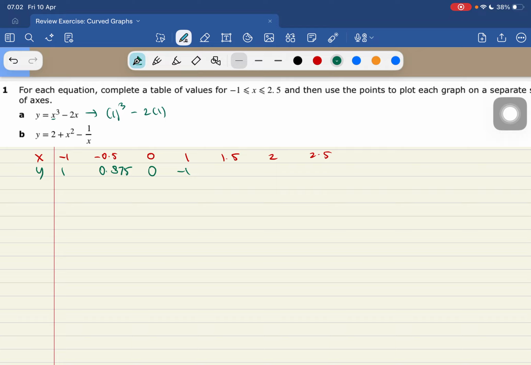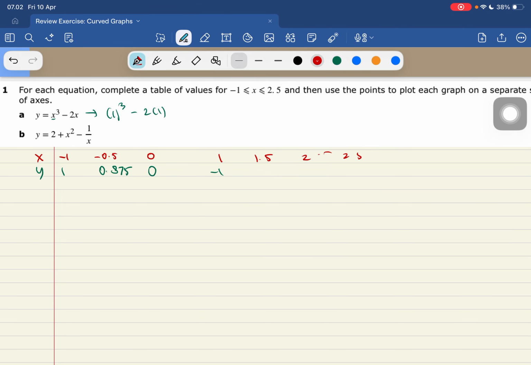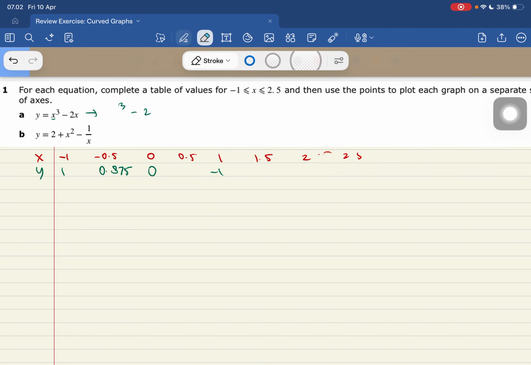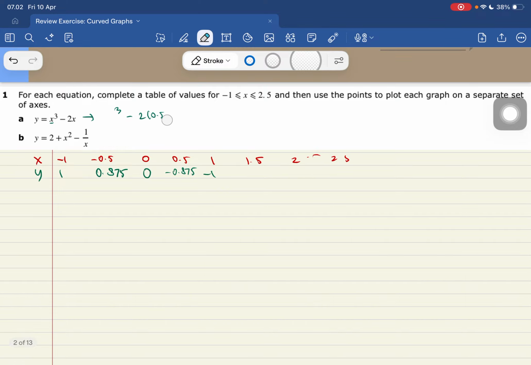I missed one point. Let me move it a little bit. We have to write 0.5 in between. If x is 0.5, we just substitute here, 0.5 and here also 0.5, then we will get the answer of negative 0.875. If x is 1.5, we can substitute from here.